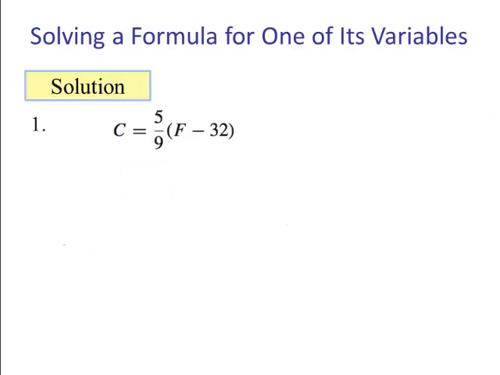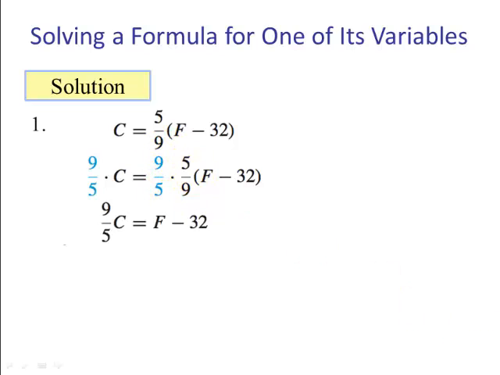So this is a literal equation, and we want to solve for F. The first step is to get rid of the fractions, so we're going to multiply by the reciprocal, 9/5. This will cancel the fraction on the right hand side. So we're left with 9/5 times C equals F minus 32.